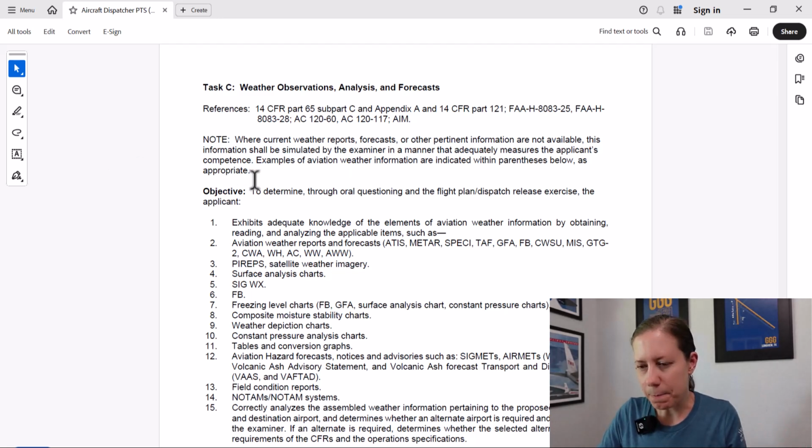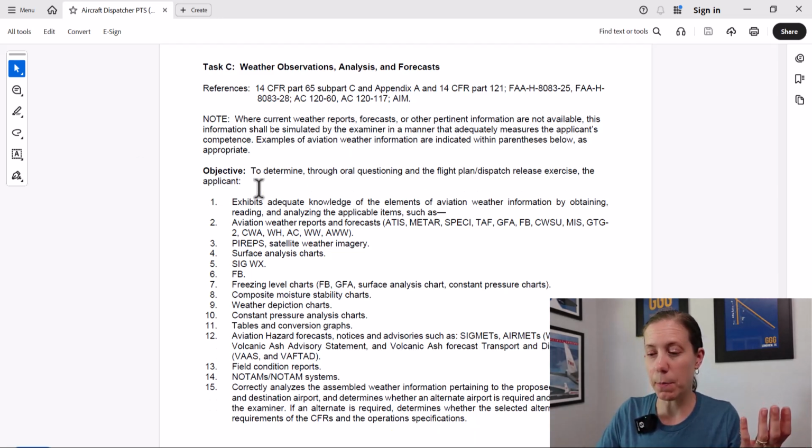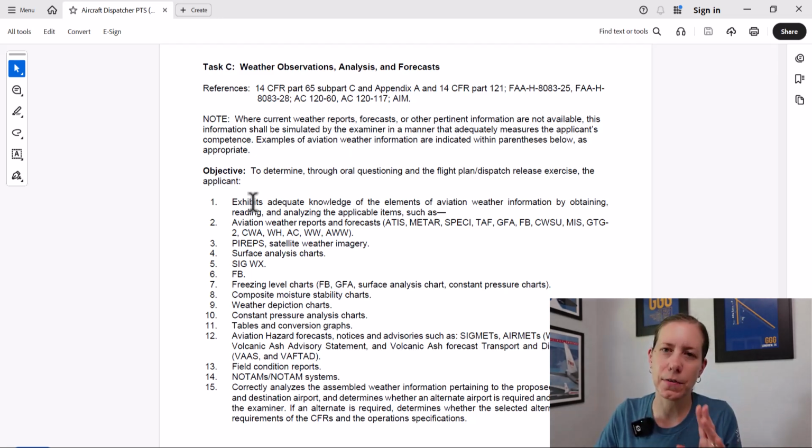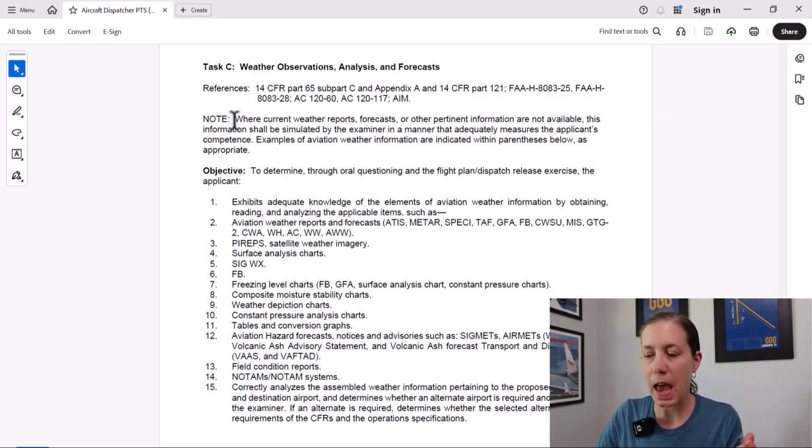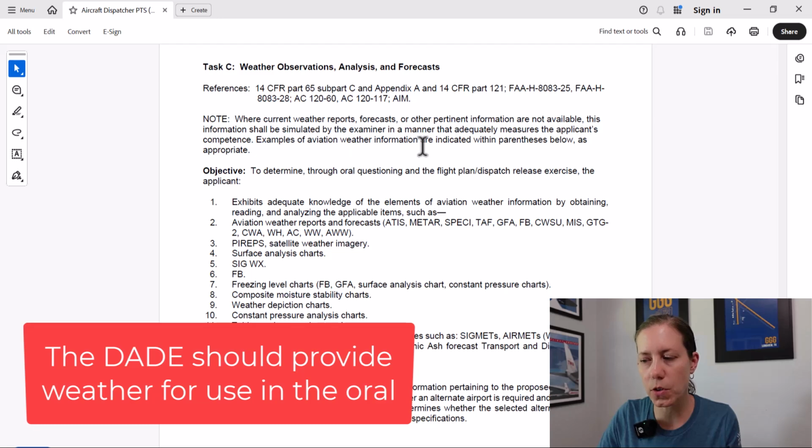So, task C. Like I said, this is going to have to be a multi-part thing because there is so much aviation weather information that you have to be able to read as an aircraft dispatcher. No way I can possibly unpack all of it, but it says obtaining, reading, and analyzing the applicable items. Okay, it does say that if you aren't going to use current weather reports, the examiner is supposed to simulate the weather information for you. And then in parentheses are the examples as appropriate.